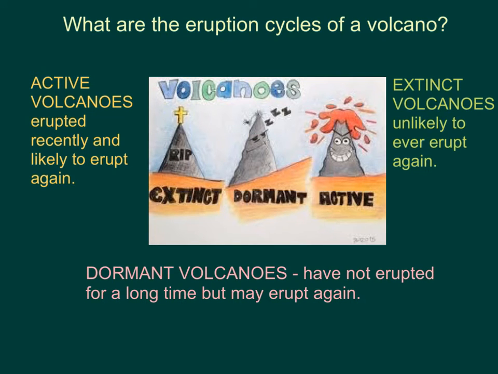The eruption cycles of a volcano can be categorized into 3 groups. Firstly, a volcano can be described as active. So the volcano has erupted recently and it's likely to erupt again. The second cycle is it's dormant. So this is where we say the volcano has gone to sleep. It's not erupted for a long time, but there's still a possibility it might erupt again. The third cycle is extinct volcanoes. It's unlikely to ever erupt again, and it's probably been dormant, not erupted, for 25,000 years.